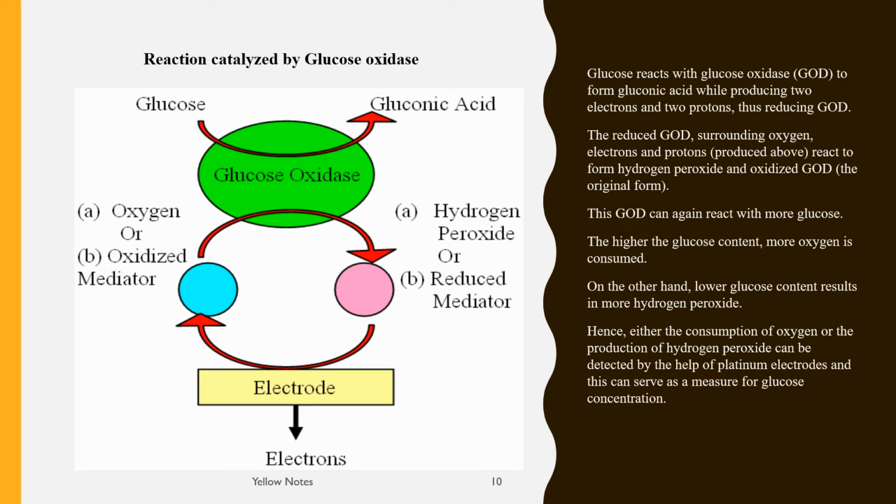The higher the glucose content, the more oxygen will be consumed. On the other hand, lower glucose content will result in more hydrogen peroxide. Hence, either the consumption of oxygen or the production of hydrogen peroxide can be detected with the help of platinum electrodes, and this can serve as a measure of glucose concentration.